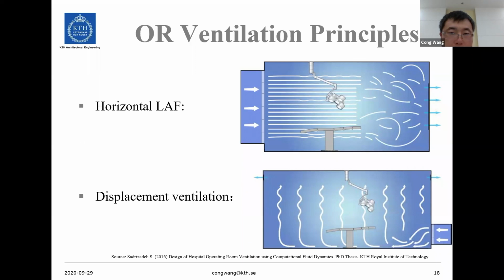And also we have displacement ventilation. Displacement ventilation relies on the buoyancy effect. As you can see from the figure, clean chilled air is supplied near the floor level at a low velocity. Because it's cold, it spreads over the floor, and when the cold air meets the heat sources, it gets heated, and due to the buoyancy effect, it goes upward. And at the ceiling level, the air is extracted to the outside of the operating room.